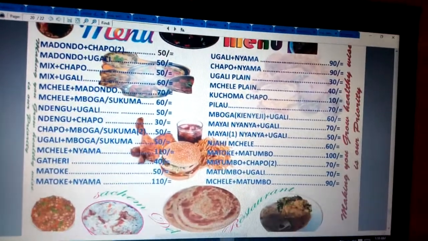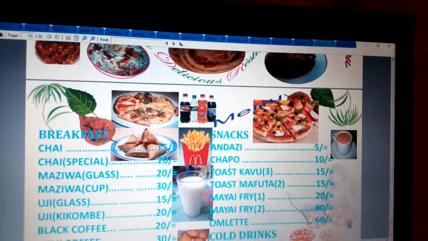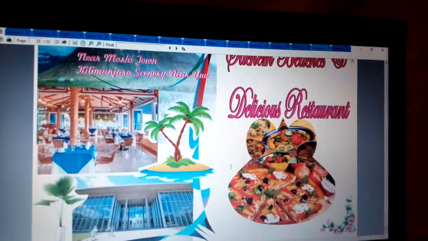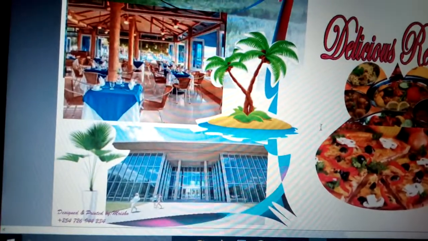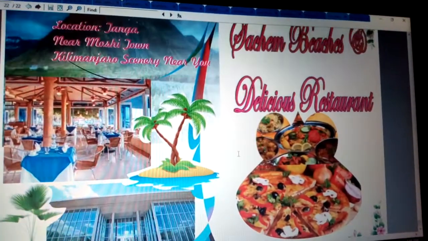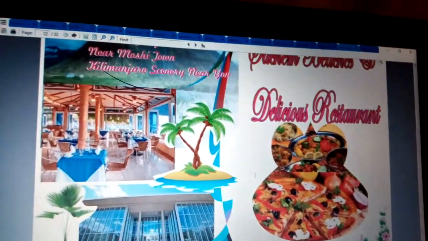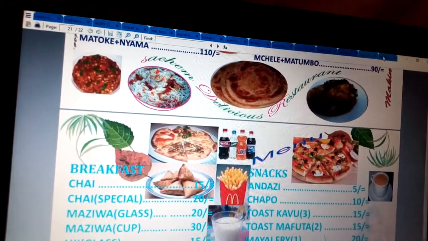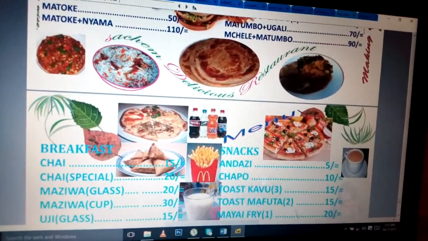That's one side where you put the types of food that you deal with, and the prices. We have the breakfast, as you can see there, and you have now the outer cover menu, which will be indicating the information and telling you more about the hotel, some beaches and delicious restaurants. Here's a sample of those designs, as you can see. There are many of them, designed with the use of Corel Draw.